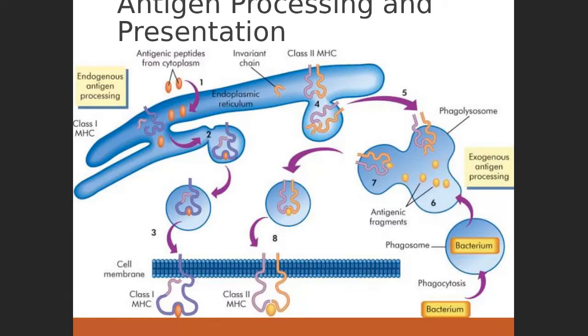And this diagram will just show both types on the same diagram. A bacterium undergoing phagocytosis, that's going to be an exogenous antigen processing by way of a class 2 major histocompatibility complex. We have our endogenous antigens and our class 1 major histocompatibility complexes. But the general gist of the process is going to be the same, and that's what you need to take away from the first time through here.